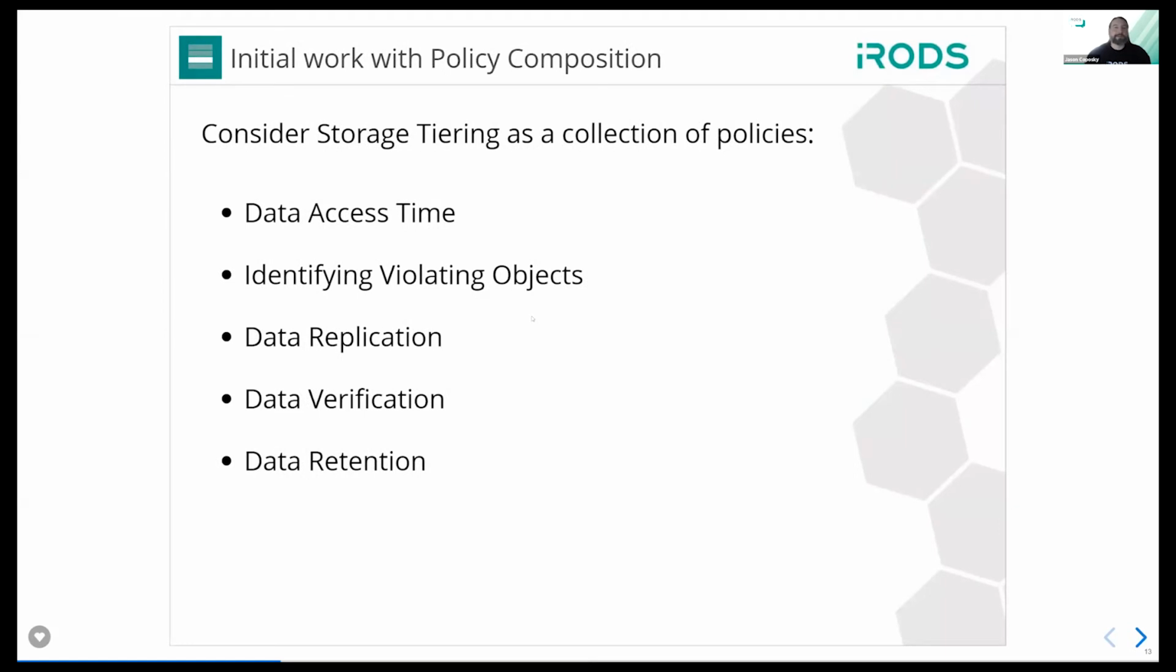So the storage tiering is always the source code that I like to torture with my new ideas. And so we want to consider storage tiering now as a collection of policies. So data access time is very important, so we can implement that data movement. But part of the storage tiering process is identifying those data objects that need to be moved. And so that now can be considered a policy. And then of course the data movement, so the replication, verification, and retention. All of these are policies taken as a whole can represent this policy composition.